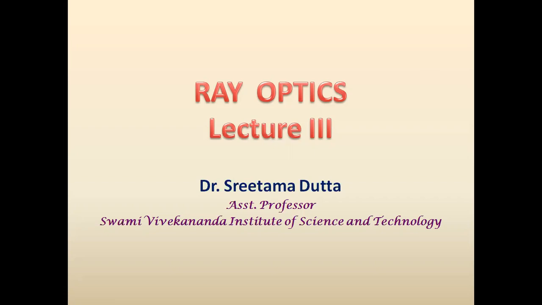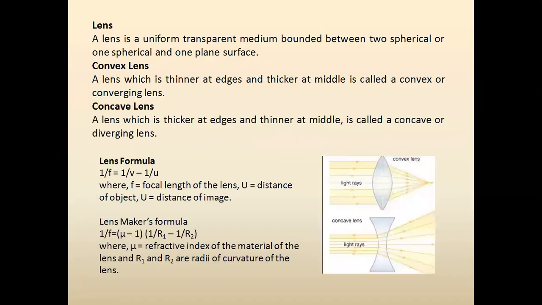Today's topic is ray optics. In my last video lecture, I discussed the mirror and types of mirrors. Now we discuss what a lens is. A lens is a uniform transparent medium bounded between two spherical surfaces or one spherical and one plane surface.